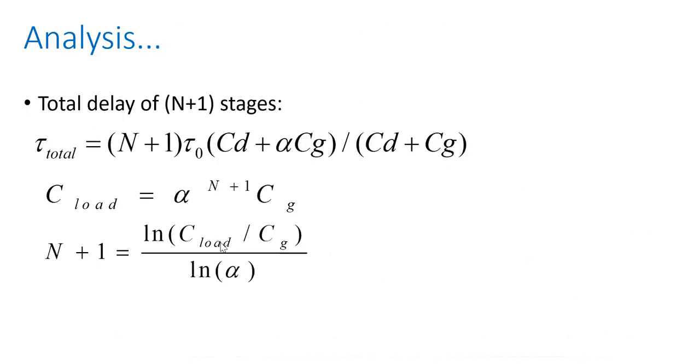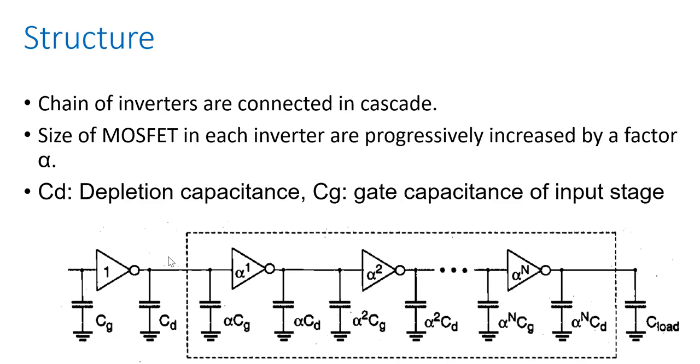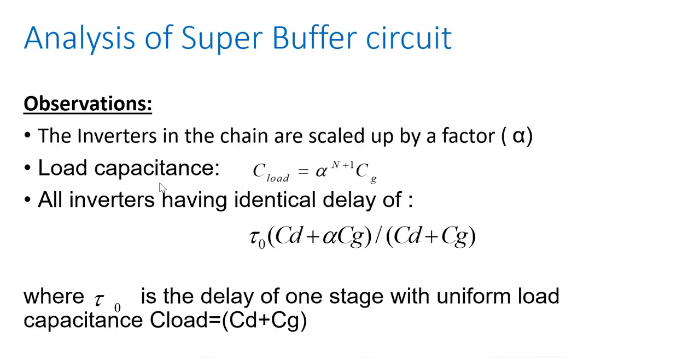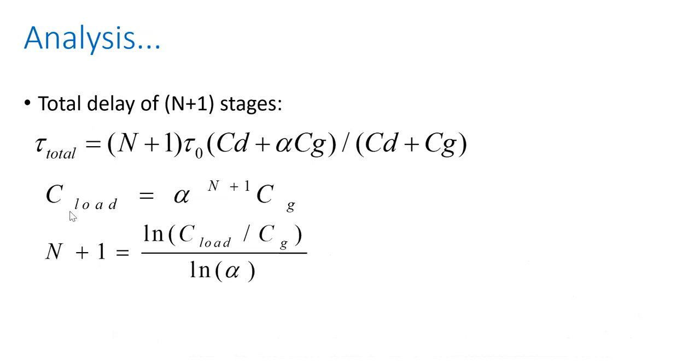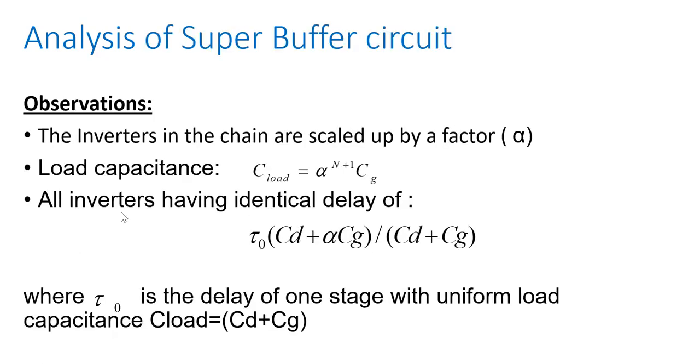So this is the delay of each individual stage, which is the same. We have a total of n plus 1 stages: n stages here and this one. So the total delay will be n plus 1 times the delay of each stage. C load will be n plus 1 into alpha CG. We already derived that C load equals n plus 1 alpha to the power n plus 1 into CG.